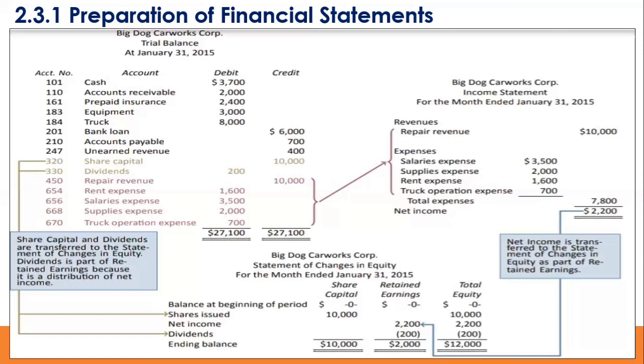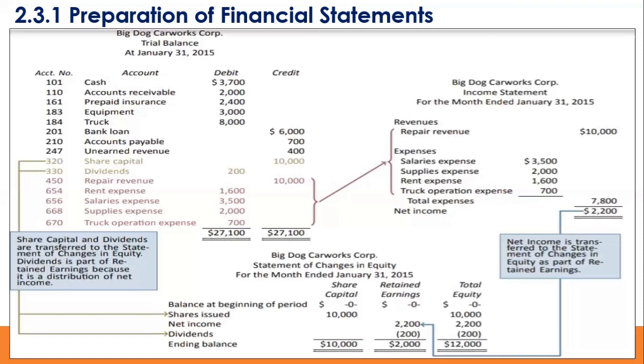Now, on the left corner of our trial balance, if you can see accounts 450, 654, 656, 668, and 670, those are the last five accounts. We actually transferred these to our income statement. Okay, as you can see, you have repair revenue of 10,000. Expenses, we have salaries expense, supplies expense, rent expense, and truck expense.